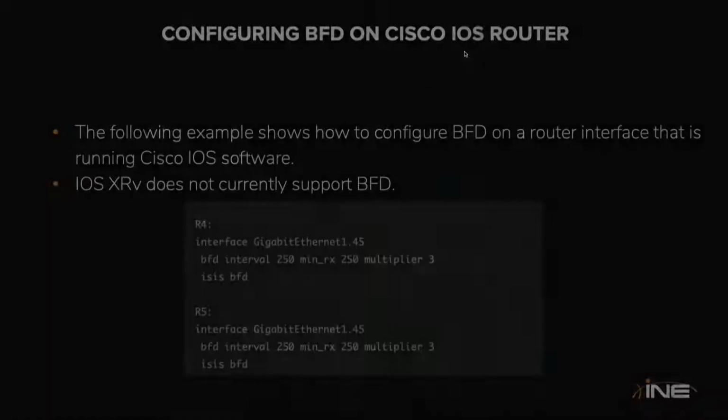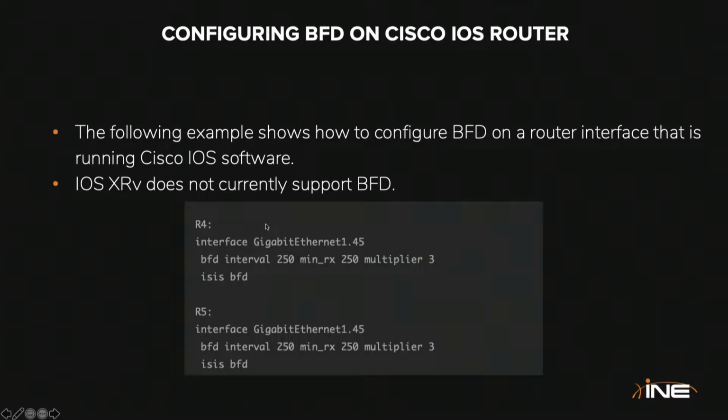So here is an example of the configuration of BFD on an IOS XR router, where I go to my interface and define the BFD interval. I would say bfd interval 250, minimum RX 250 again, and multiplier 3. This means I would detect this in 750 milliseconds. If I give this as 50, minimum RX 50, multiplier 3, I would detect this in 150 milliseconds.